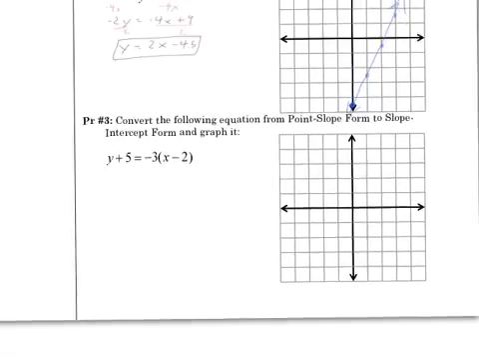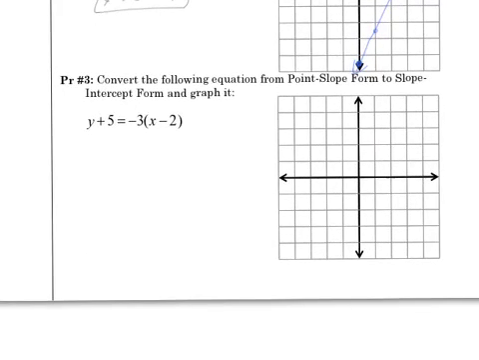Alright, this one's in point-slope form, and you're trying to get to slope-intercept form. Again, all you're trying to do is get the y by itself. I'm going to let you guys go ahead and try that and graph it, and I'll put the answer up in just a second, so you may want to pause the video now.